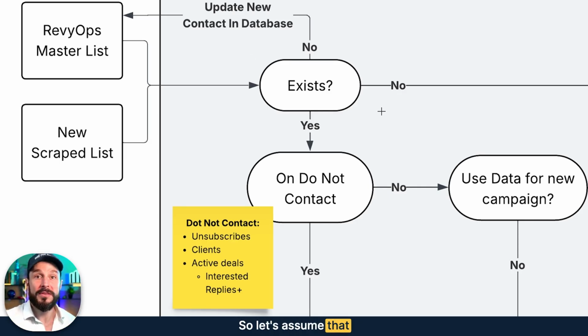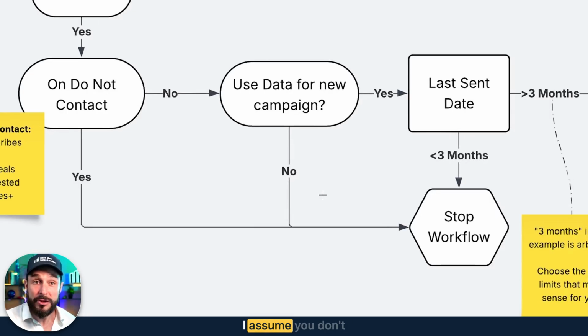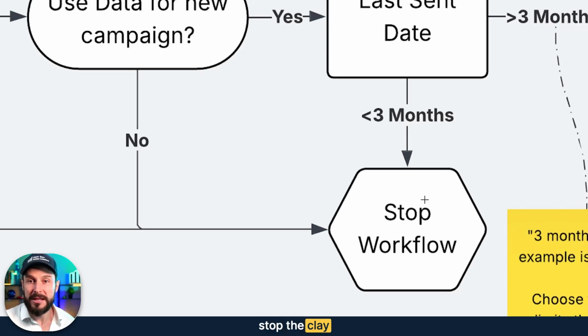So let's assume that you find a list of data. Let's say it's 20,000 contacts. And let's just say that you've been doing this for a while, so only 5,000 are new. You're going to go load those new contacts into the master database. And then the rest are going to go through this filter of do not contact. If they're on the do not contact, I assume you don't want to contact them. So we're going to stop the Clay enrichment flow here.